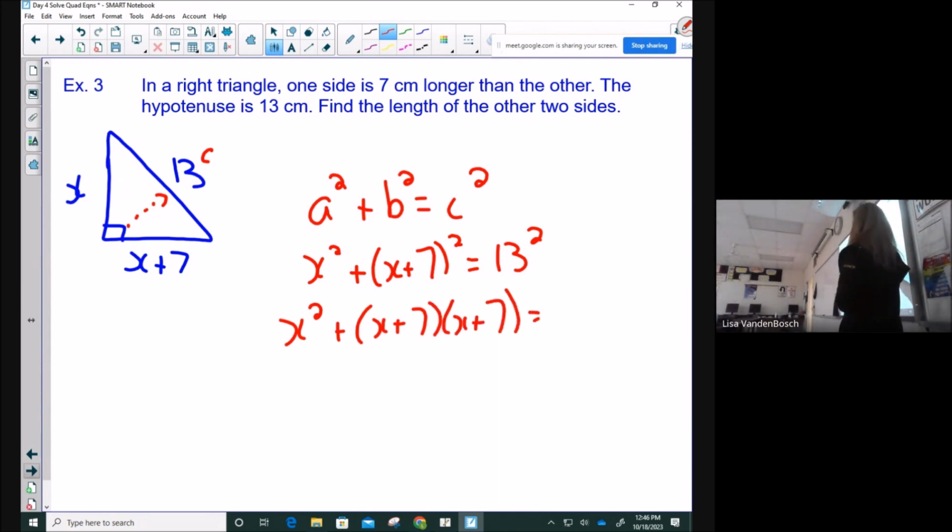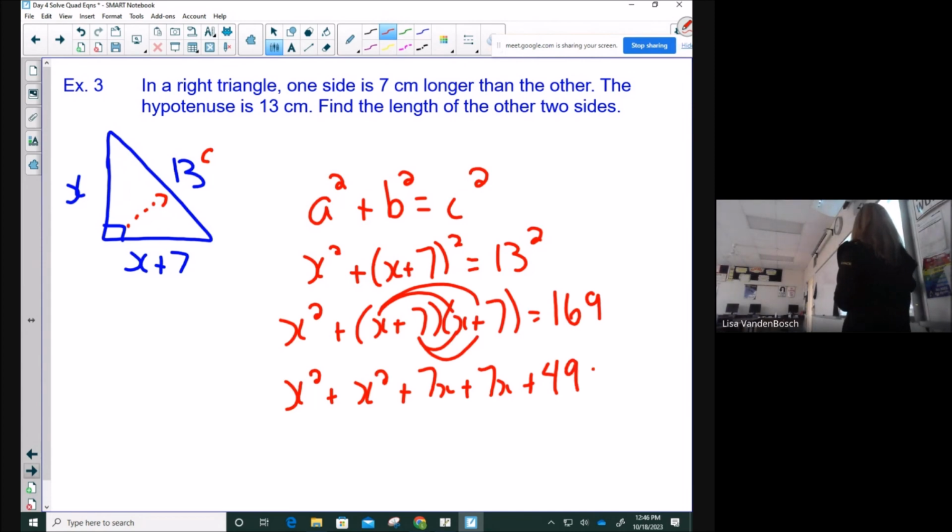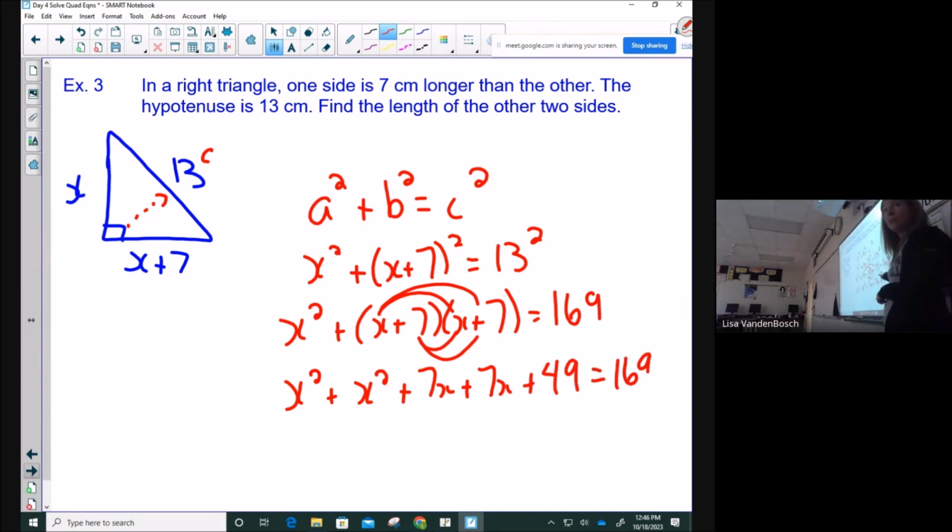And has anyone figured out 13 squared? Okay, so let's rainbow these two together now. X times X, X times 7, 7 times X, and 7 times 7. Okay, what am I going to do now? Collect like terms, and can we at the same time bring this 169 to the other side? Okay, so what do I get when I collect like terms?